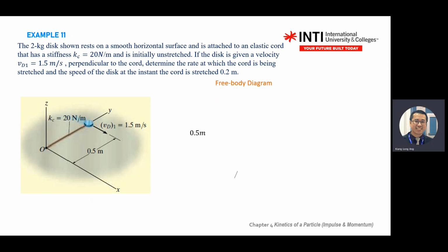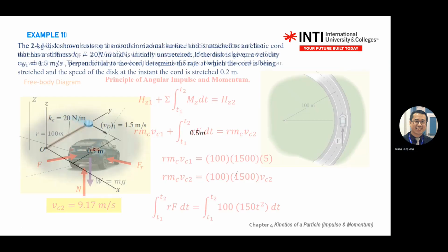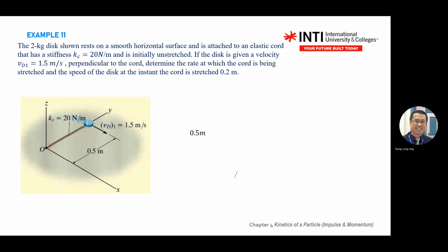I think this one is the last example. Yeah, this one is the last example, and then we stop the class. Okay, example 11. Example 11, you look at the diagram. You have a body tied to the center of the object, and then they give the axis O, right?